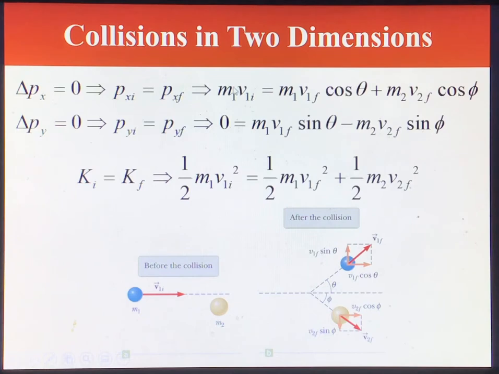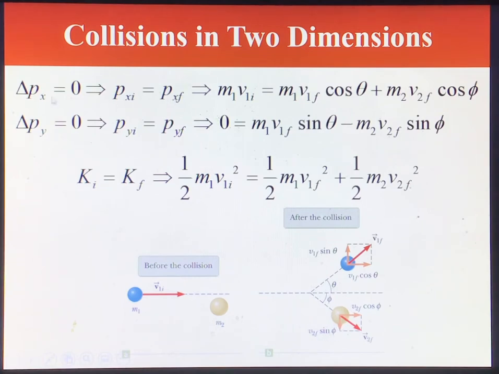Before, because m1 was moving in the x direction, I can just say that m1 v1 initial is equal to m1 v1 final cosine of theta plus m2 v2 final cosine of phi. If you look at this picture here, I'm taking my v1 final and breaking it up into x and y components. The x component is v1 final cosine of theta, and the y component is v1 final sine of theta. Now if you look at m2, the x component is positive, v2 final cosine of phi. The y component is negative, negative v2 final sine of phi.